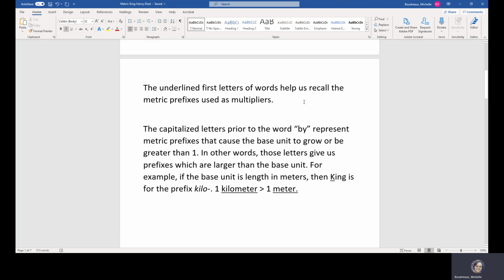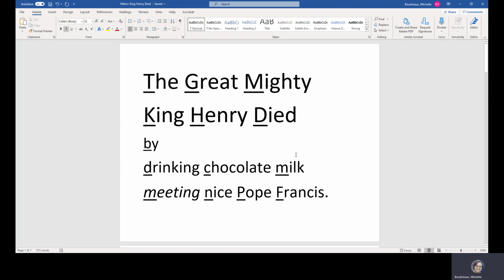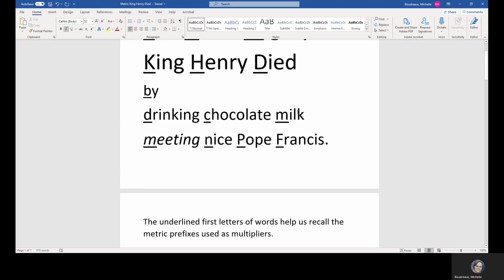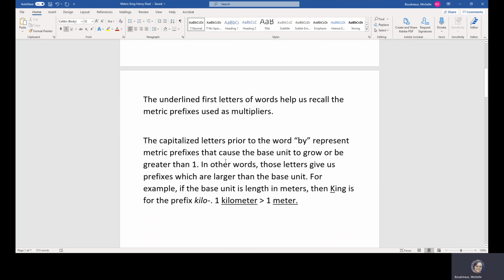All right. So we're going to recall those prefixes, and those prefixes that we use in the metric system, we use as multipliers. All the prefixes that are before the word by represent prefixes that'll cause the base unit to grow, to be greater than 1. In other words, the letters give us prefixes that are larger than the base unit.